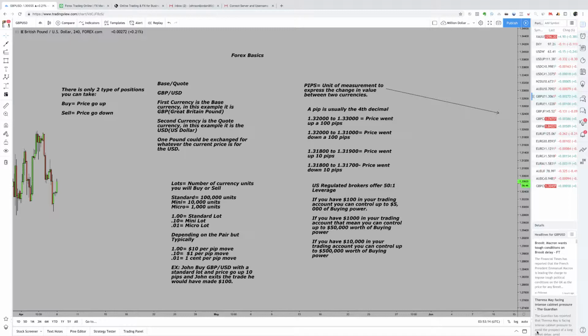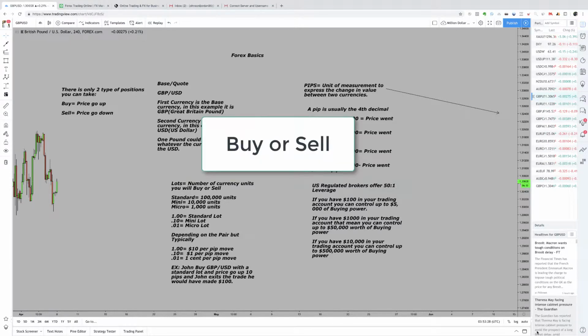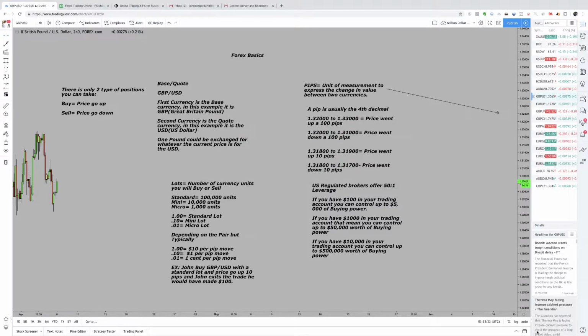So first off, you all, I want to get it out of the way that there are only two types of positions that you can take. No matter how complex Forex and trading may seem, at the end of the day, you can only do two things. You can either buy or you can sell. Now, when you buy, you are saying price will go up. And when you sell, you are saying price is going to go down.